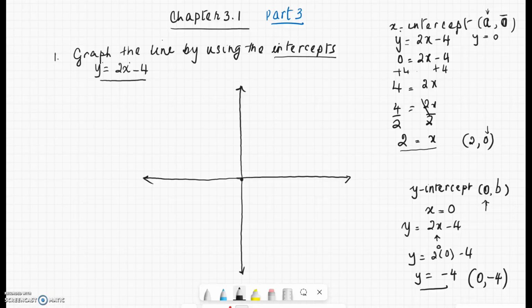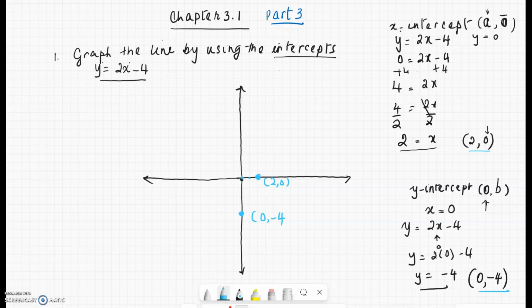So we're going to plot these points on the graph first. The first point is the x-intercept (2, 0). The x-intercept lies on the x-axis, 2 to the right from the center. So 1, 2. This is the point (2, 0). The y-intercept is (0, -4). X is 0 and y goes to the negative side of the y-axis. So 1, 2, 3, 4. That's -4. So this is the point (0, -4).